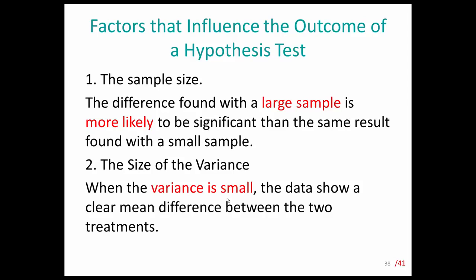And the other one is the size of the variance. This is the opposite of the sample size. So if the variance of your sample is small, it's easier to find a significant difference between the two treatments. So if the participants in your experimental and control group are similar in terms of their performance, you have a better chance of seeing a significant difference when you apply your treatment.